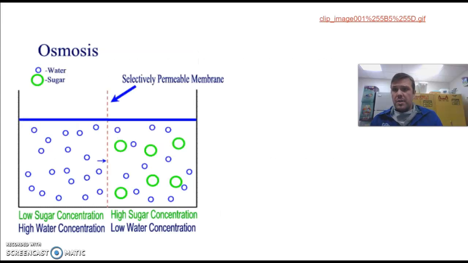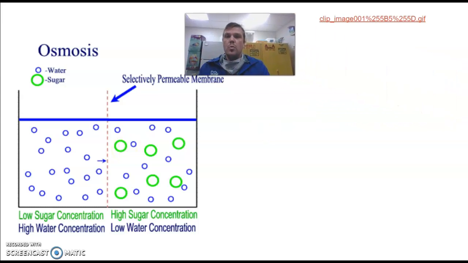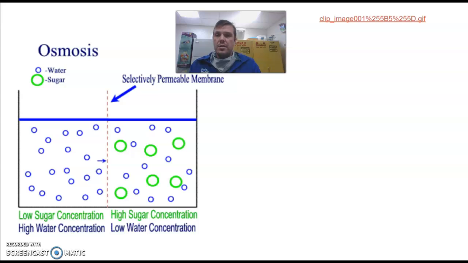So here's an example of osmosis. Here is my semi or selectively permeable membrane. On this side, we have some sugar water. On this side, we have some pure water. Well, this membrane is permeable to water, but not to sugar. Where's the water going to go based on what you know about diffusion and osmosis? Is the water going to want to leave the sugary side, or is it going to want to go to dilute the sugary side? Think about that for just a second.